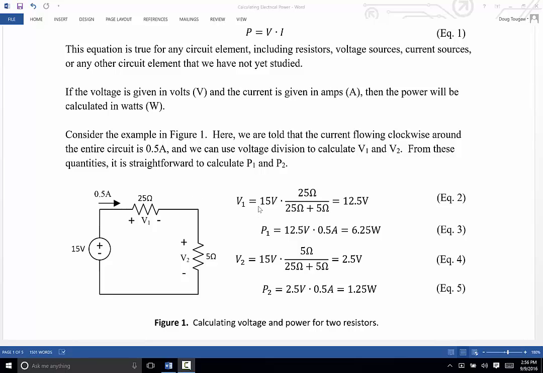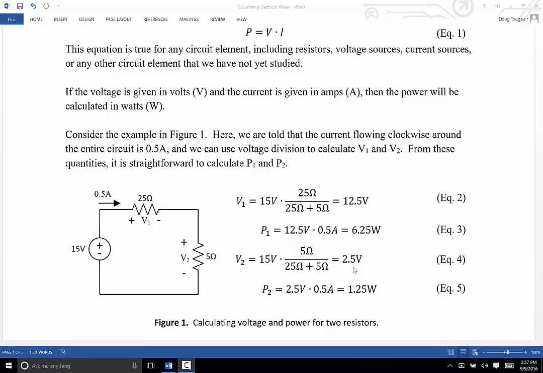We can use voltage division to calculate the voltage across each of these two resistors because, of course, they are two resistors in series with one another sharing a known voltage. So we're going to multiply 15 volts times the ratio of 25 over 30, which gives us 12.5 volts. And then V2 is 15 volts times the ratio of 5 divided by 30, which gives us 2.5 volts. Checking the two things we always check: do those two numbers add up to the total, 15 volts? Yes, they do. Does the larger resistor get the larger amount of the voltage? And yes, it does.